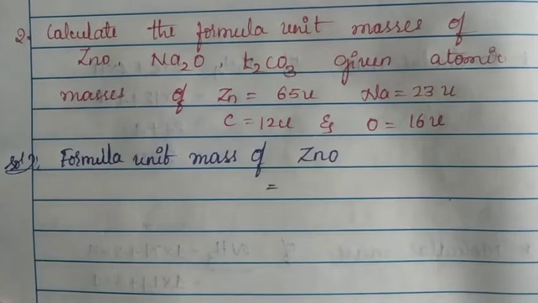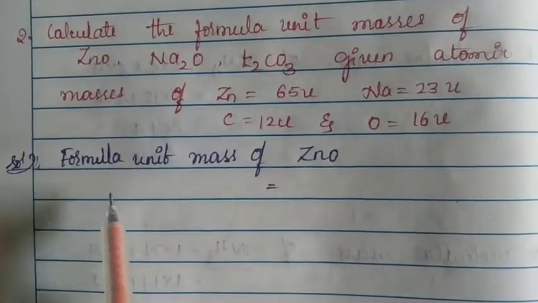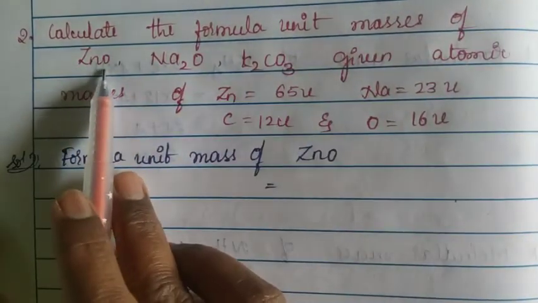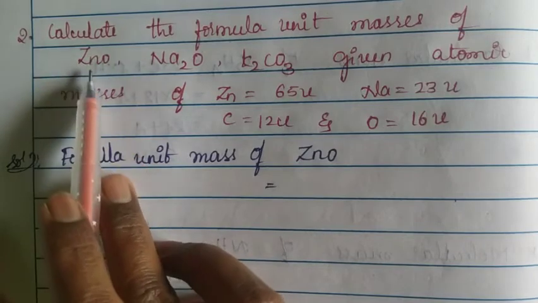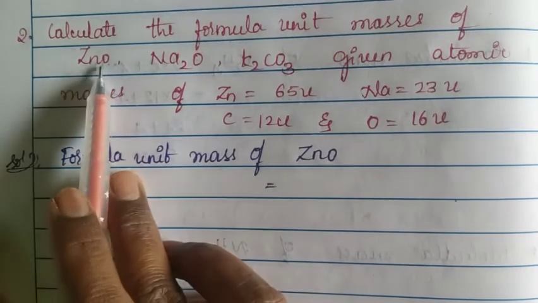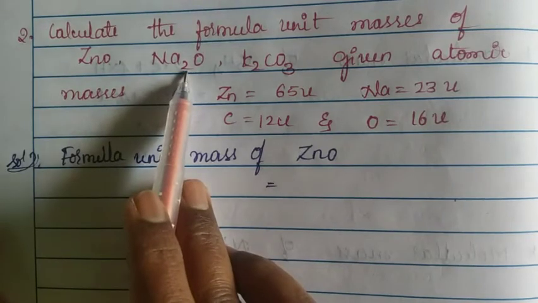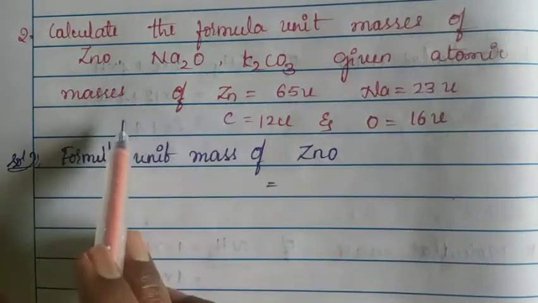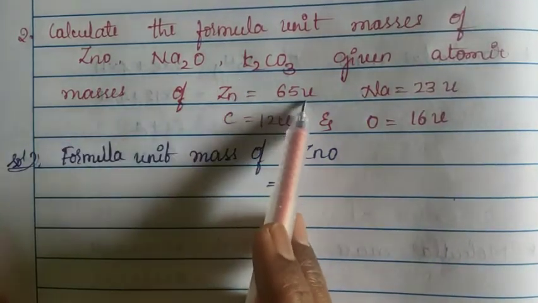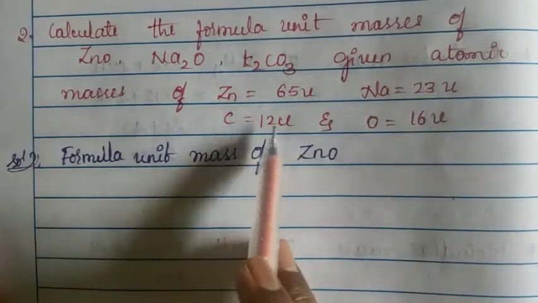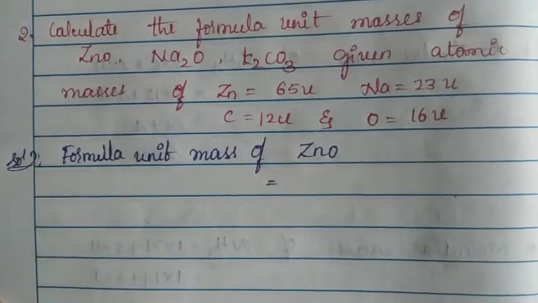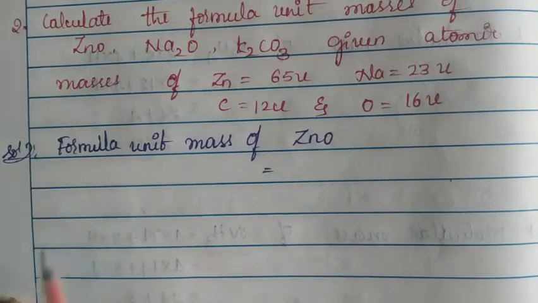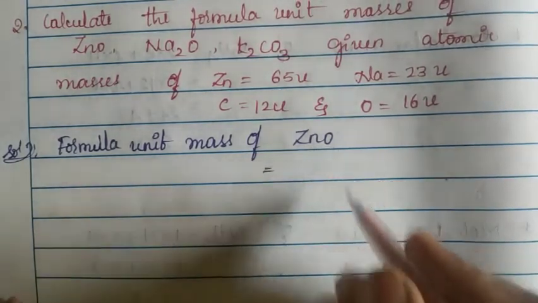Okay children, now come to the second question. The second question is like this. Calculate the formula unit masses of zinc oxide, sodium oxide and potassium carbonate. See children, the name of this chemical compound is zinc oxide. This is sodium oxide. This is potassium carbonate. And the atomic masses are given here. Zinc atomic mass is like this, and sodium is like this, carbon is like this, oxygen is like this. Now let us use this given information and calculate the formula unit mass of the following.